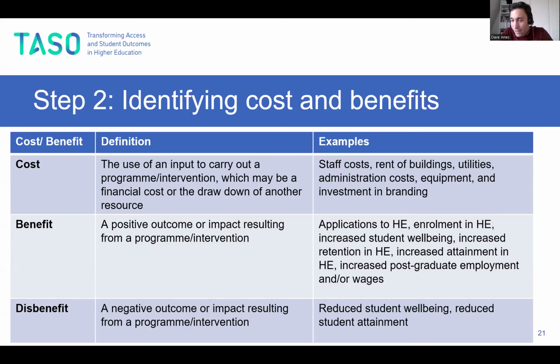So just to give some examples, it may be that by putting in place an intervention, it's actually lowered student well-being, or it's actually reduced student attainment. And it's really important within the economic evaluation as a whole that you're identifying any disbenefits as well, because including those in the economic evaluation will obviously affect the overall value for money that's been assessed.